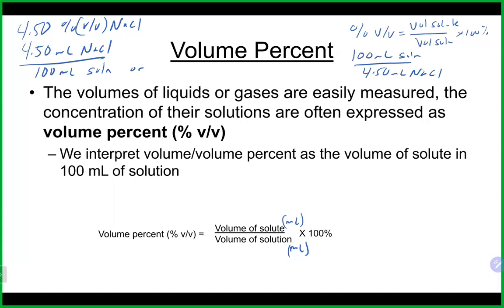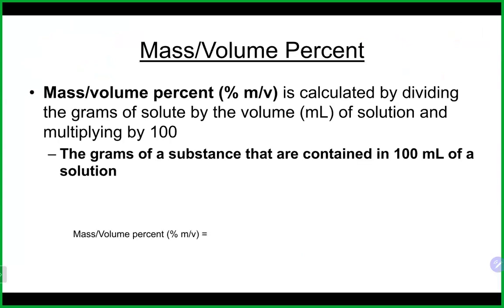The last percent concentration is mass to volume percent. So one that deals with both types of units, grams and milliliters. Mass to volume percent is essentially like density, basically mass grams over milliliters, right? So kind of the same idea here. This is percent mass to volume. This would be your mass of your solute, over the volume of solution, times 100%. Same idea. You take grams of solute on top, divide by milliliters of solution, times 100.